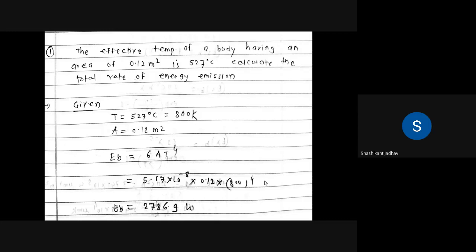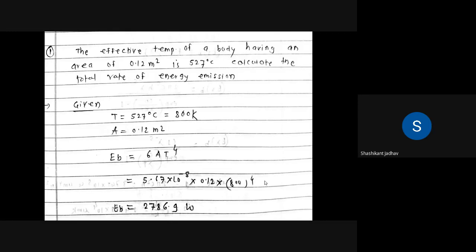That is sigma into A into T raised to 4. Okay, so if area is given, then we have to consider that area. What is the standard equation? EB is equal to sigma into T raised to 4. This is for the unit area. If area is given, then we have to multiply that equation by the area.